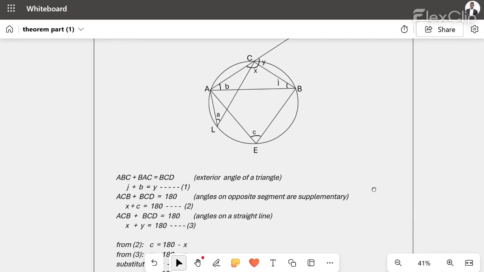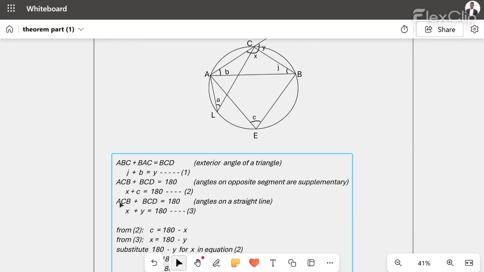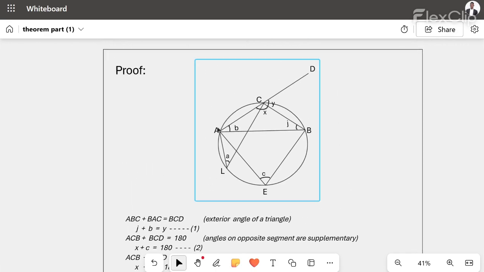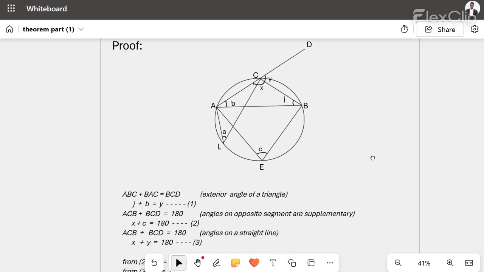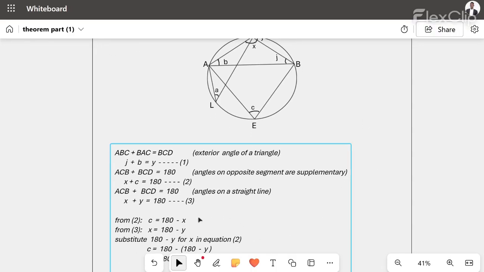Now let's go to the next thing. The next step here is angle ACB plus angle BCD is equal to 180 degrees. Why? It is because of angles on a straight line: angle X plus angle Y is equal to 180 degrees. All the angles on this straight line, which are angle X plus angle Y, these two angles, lie on this straight line and they are equal to 180 degrees, as we also know from our basic geometry. Let's call this equation 3.